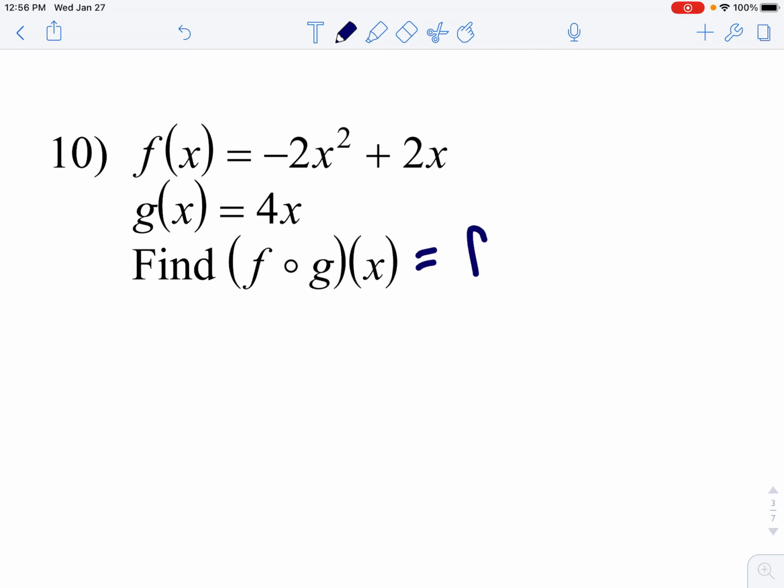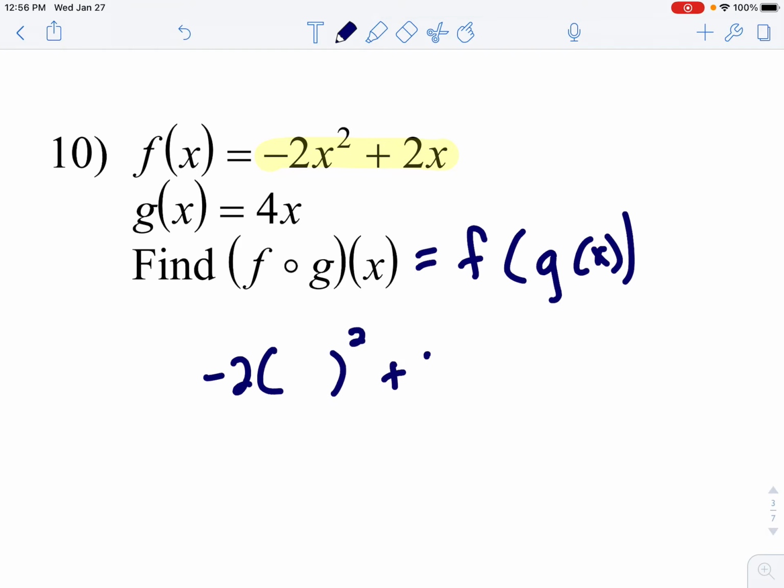F of g of x. So write the first one first. So that's negative 2 parentheses squared plus 2 parentheses. So this one's tricky. There's 2 x's, right? Here and here. So we have to put on 2 sets of parentheses. Inside both of those parentheses, I'm going to write 4x.